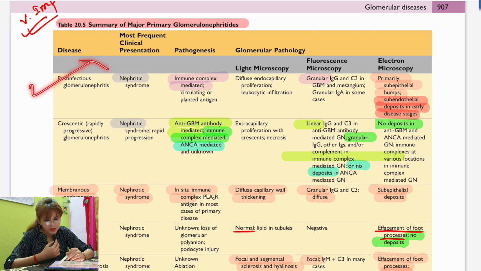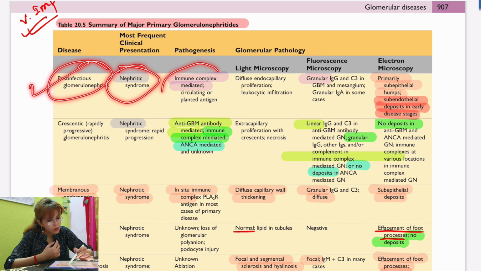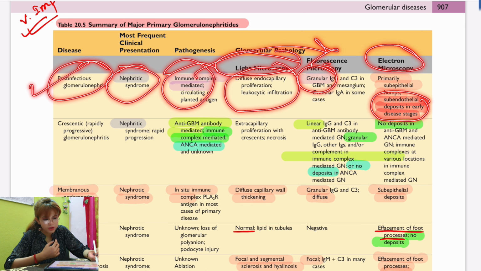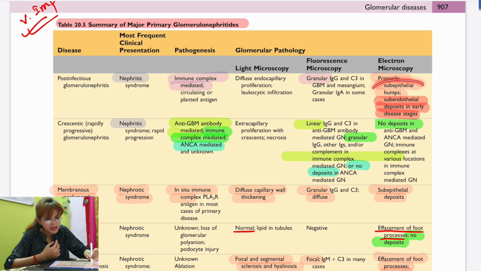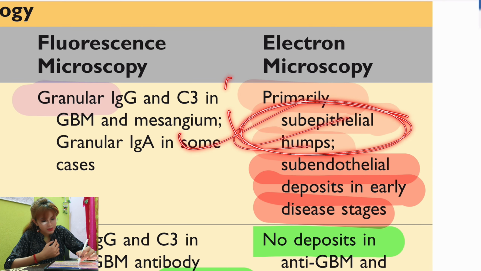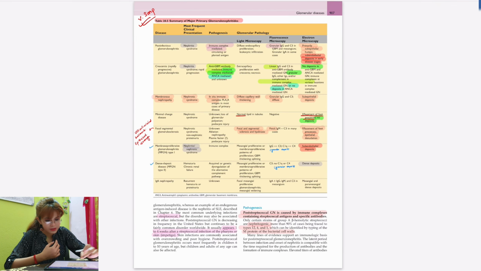So we are done with PSGN, nephritic syndrome, immune complex mediated. There are granular deposits because it's immune complex mediated. Then in light microscopy, you have a diffuse endocapillary proliferation, and on electron microscopy initially you may have subendothelial deposits, but actually it is the primary subepithelial hump. So you must remember these epithelial humps only. This is basically the answer that you're going to write in the exam.